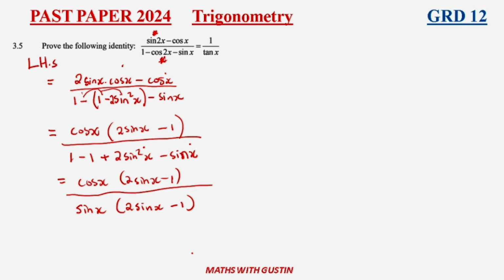Wow, love it when the numbers come together, when the mathematics is matching. As you can see, 2 sine x minus 1 at the numerator and 2 sine x minus 1 at the denominator. This would definitely cancel out, so you are left with cos x all over sine x, which is 1 over tan x, which is our right hand side.